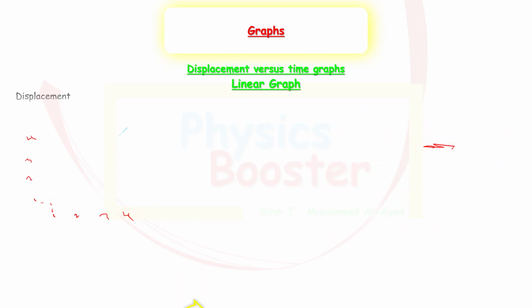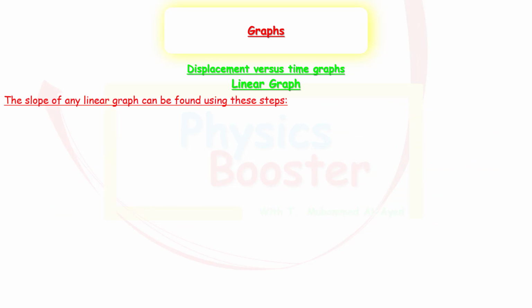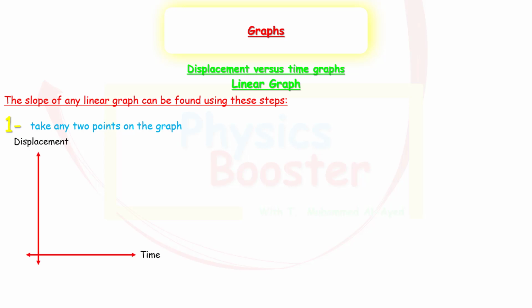So let's find the slope using these three simple steps. The slope of any linear graph, and the graph must be linear, can be found using these steps. Step number 1, we are going to take any 2 points on the graph. It doesn't matter. Any 2 points on the graph will do. So this is our displacement versus time graph, and we're going to take 2 points.